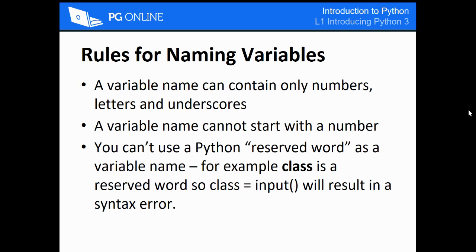Rules for naming variables. Variables can contain only numbers, letters, and underscores. A variable name cannot start with a number. You can't use a Python reserved word as a variable name. For example, you can't use print as a variable name in lowercase. And again, here you can't use the word input either.